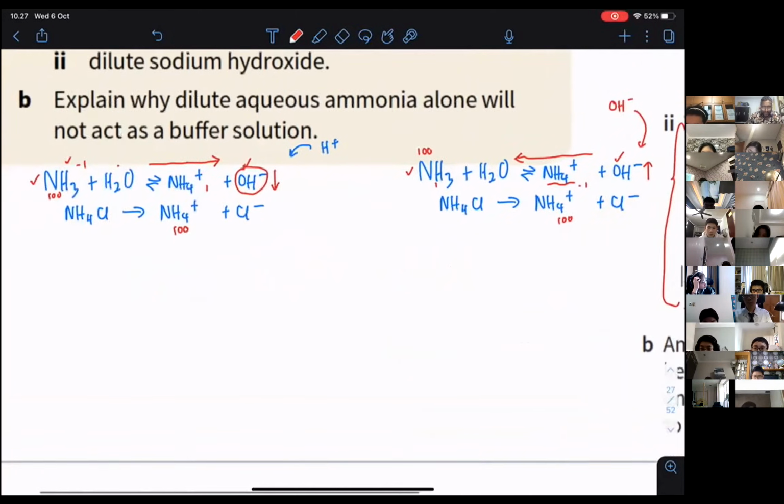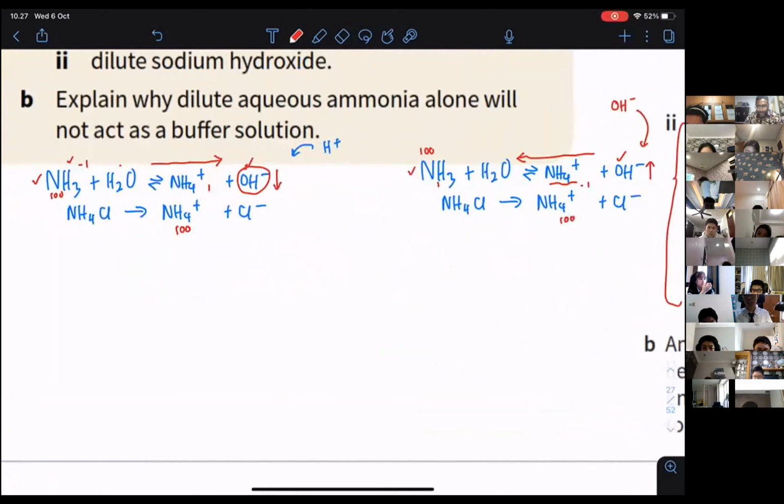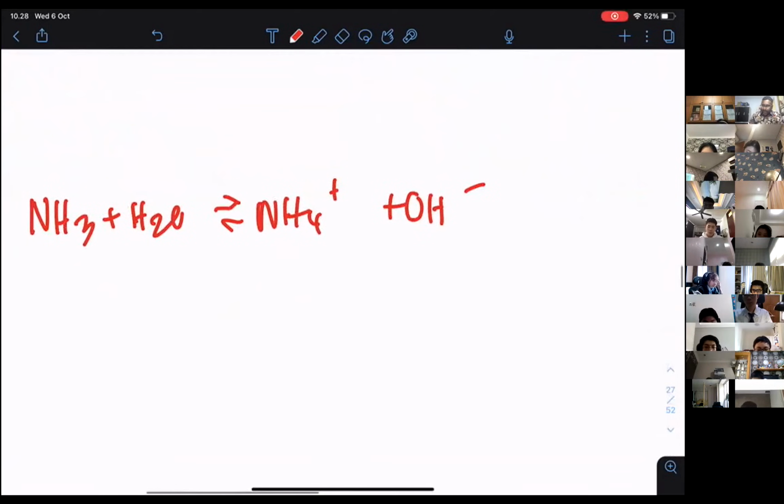And then the last question: explain why dilute aqueous ammonia alone will not act as a buffer solution. It means they are asking why, if I just have ammonia plus water, to give you NH4 plus and OH minus, without the presence of this equation, it cannot behave as a buffer solution. Let's see what happened. Now, if I have H plus coming in, only with this, it is going to be reversible, so it will combine with this.